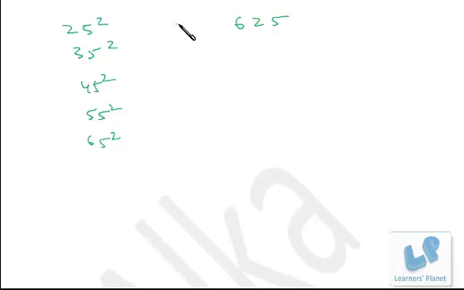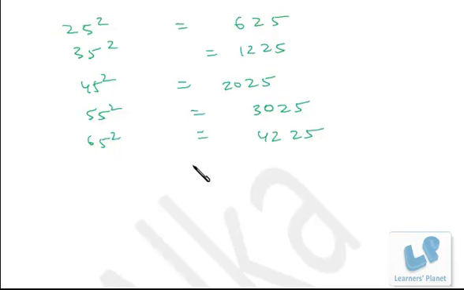Now 35 square, it's 25 at the end, and 3 into its next number, that's 4. So 3 into 4, 12. So 35 square is 1225. Similarly 45 square, put 25 as it is. 4 into the next number, it's 5. So 4 into 5, 20. Similarly over here, 25 we have to put as it is. 5 into its next number, that's 6. So 5 into 6 is 30. Similarly, it's 25, 6 into 7, 42. Similarly you can find out the square of other numbers which end in 5.